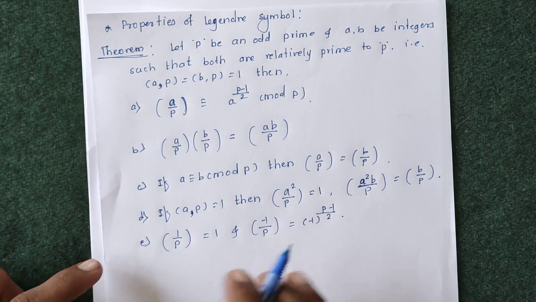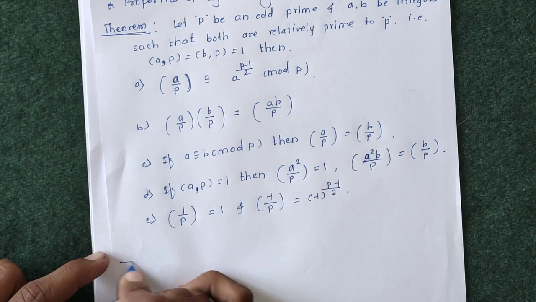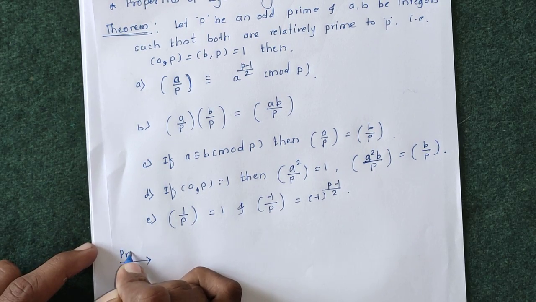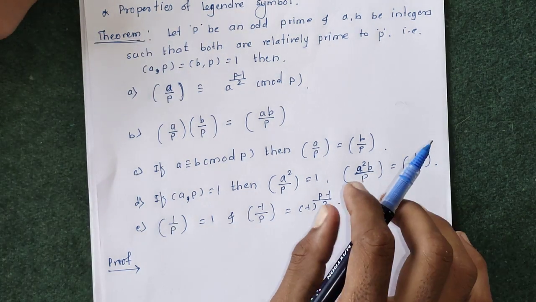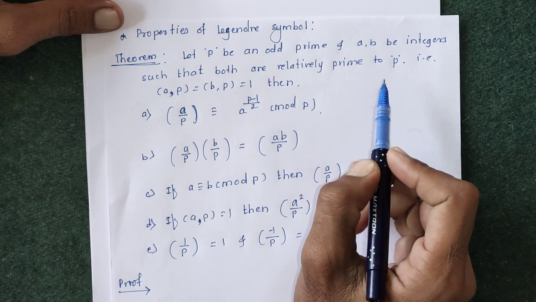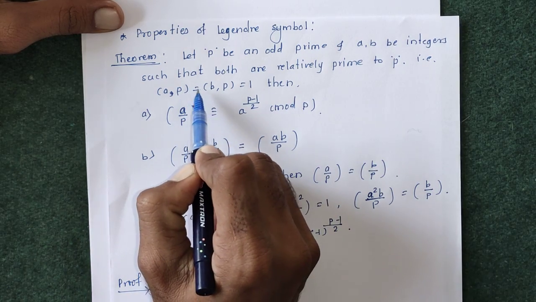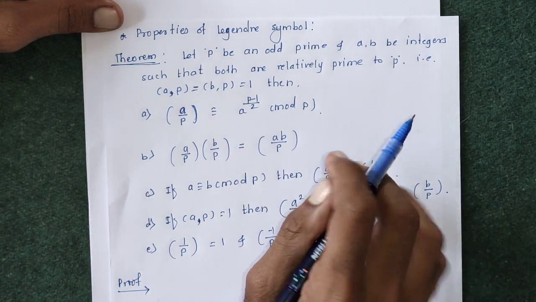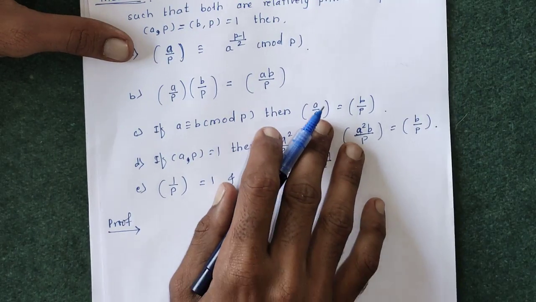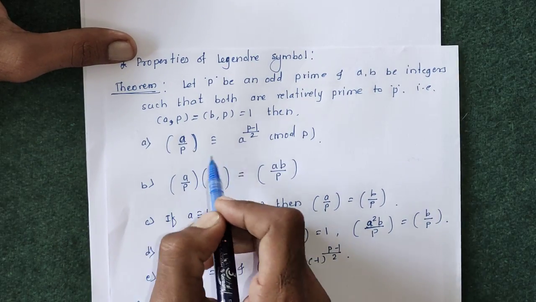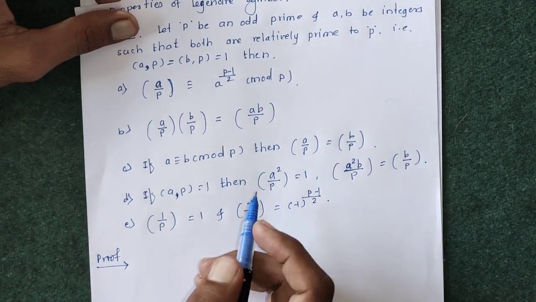Now we are going to take the proof of this theorem, or the proof of these properties. First property is Legendre symbol of A and P is congruent to A raised to P minus 1 by 2 under modulo P. We have given that P is an odd prime and GCD of A with P is equal to GCD of B with P is equal to 1, that is, A and B are relatively prime to P, and first our claim is this Legendre symbol of A and P is congruent to A raised to P minus 1 by 2 under modulo P.